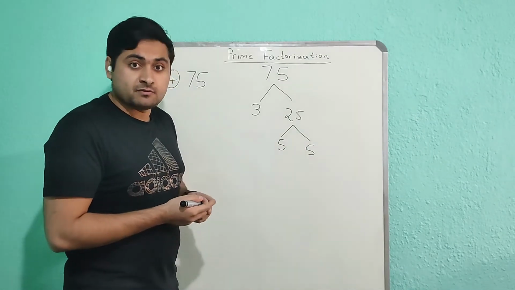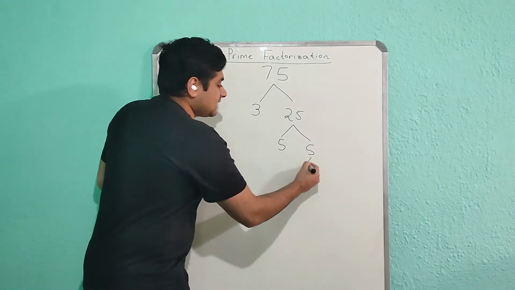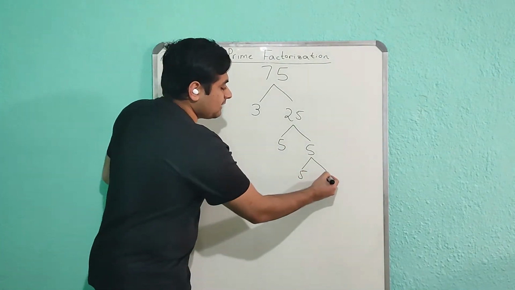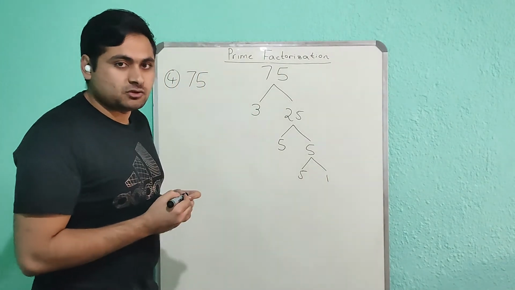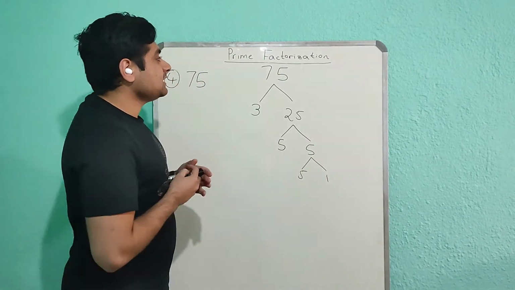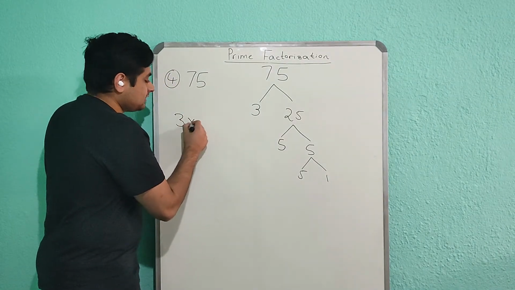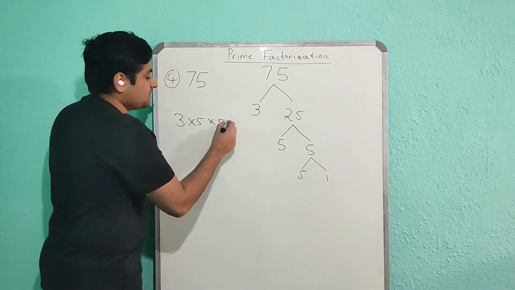Can it be divisible by 5? Yes, it can. Therefore, what is 5 divided by 5? We get 1. So, we stop now because we reached 1. What are our prime factors? Our prime factors are 3 times 5 times 5.